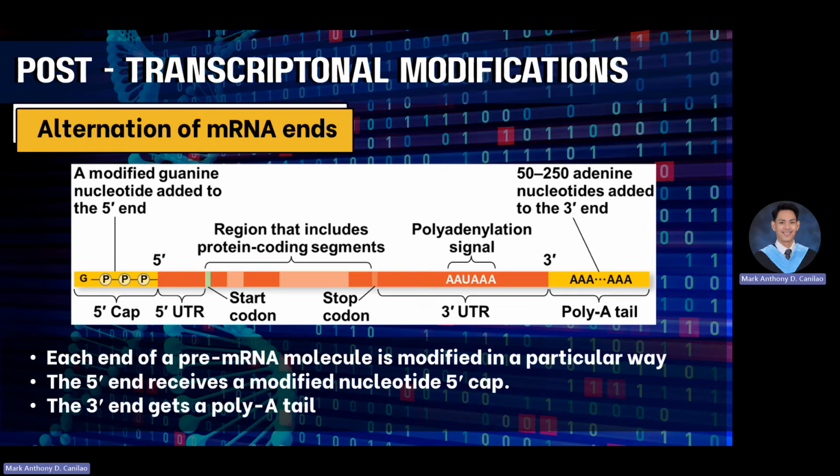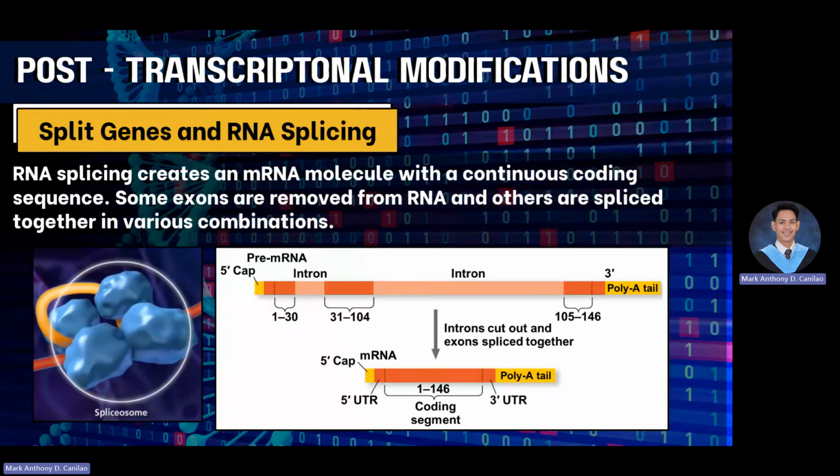Going back, the post-transcriptional modification has two parts. Number one is the alteration of the mRNA ends by adding a cap at the 5' end and also a poly-A tail at the 3' end. So the next step is known as the splicing of genes or RNA. You have to take note that the RNA transcript that we have manufactured is composed of two main things, namely the intron and the exon. In the picture, the intron is the lighter orange and the exon is the darker orange.